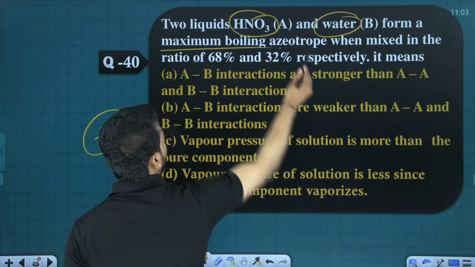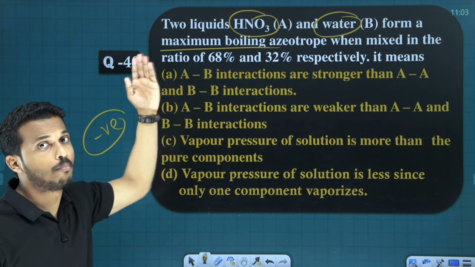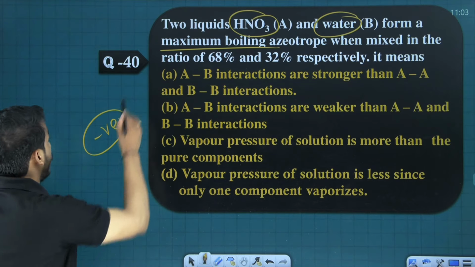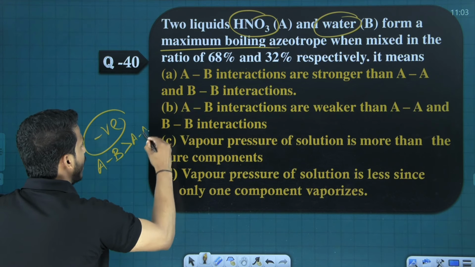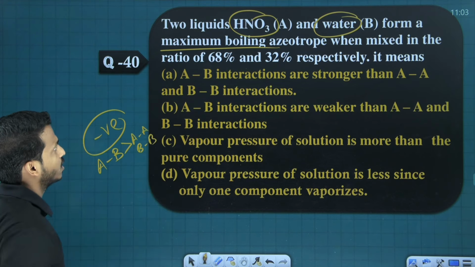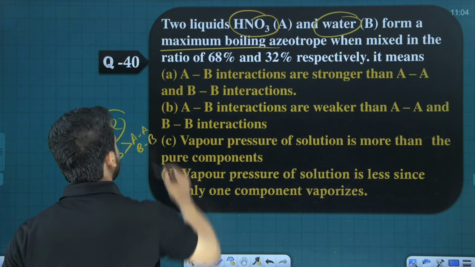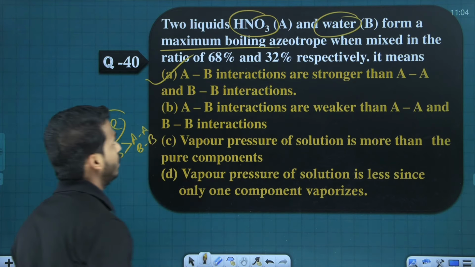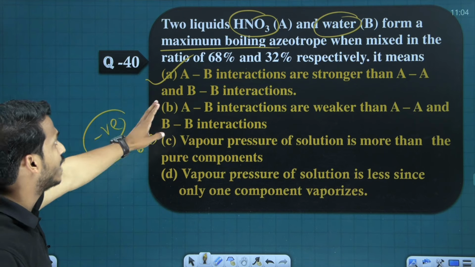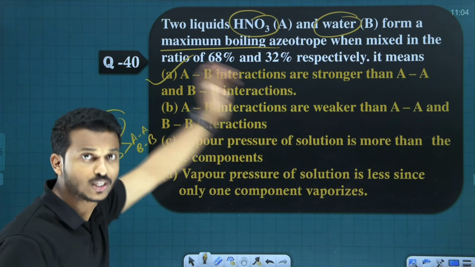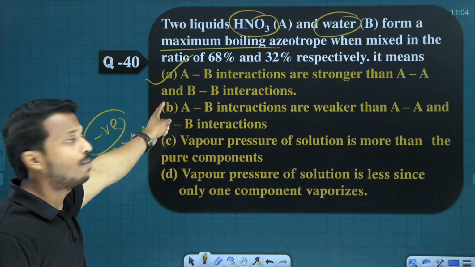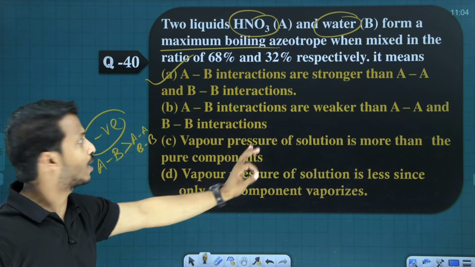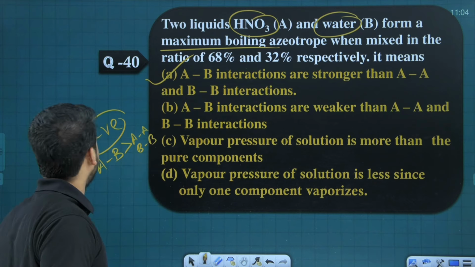They already gave negative deviation. What do they form? Maximum boiling azeotrope, because AB interaction is stronger than AA and BB. So when nitric acid and water are mixed in this ratio, they form a maximum boiling azeotrope. Maximum boiling azeotrope means AB interaction should be stronger than AA and BB.